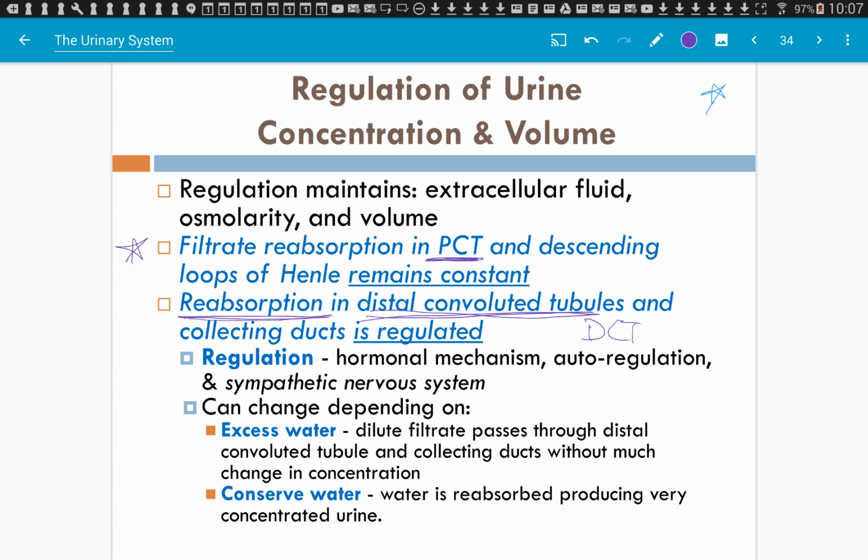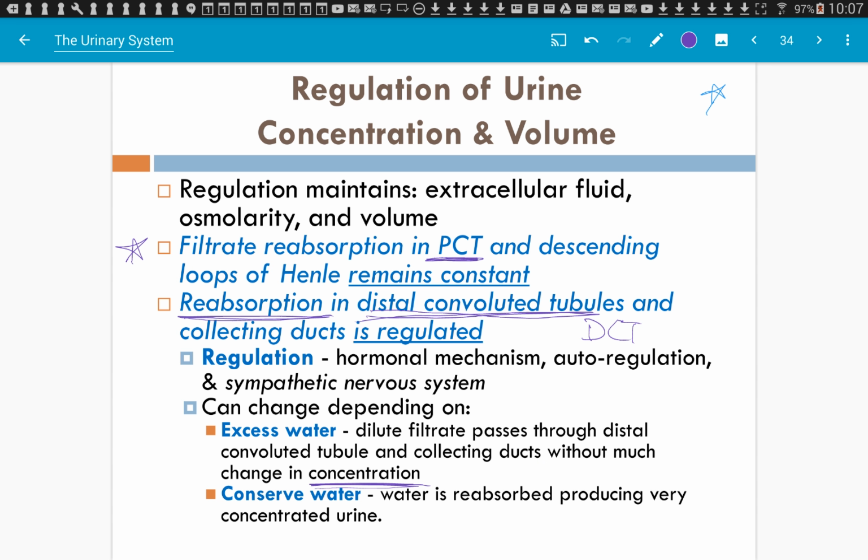So what can change the reabsorption rates in the distal convoluted tubule? Well, how much water you have in your body. Excess water or not enough water. If you have excess water, your filtrate's going to be dilute, and you're going to want to get rid of that excess fluid so that your osmolality doesn't get out of balance. Because you don't want to have a big change in concentration.